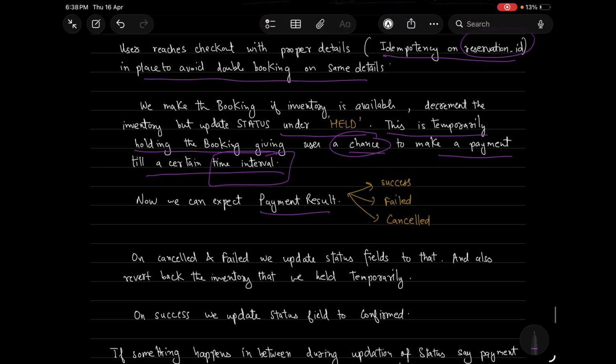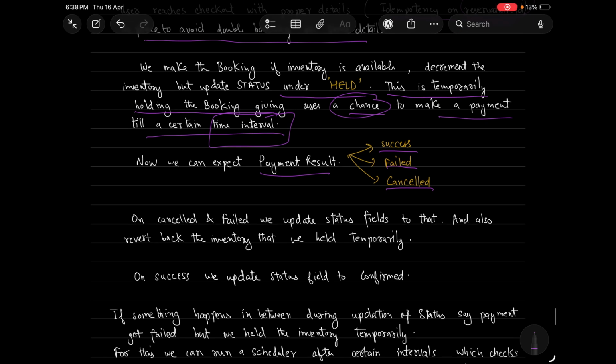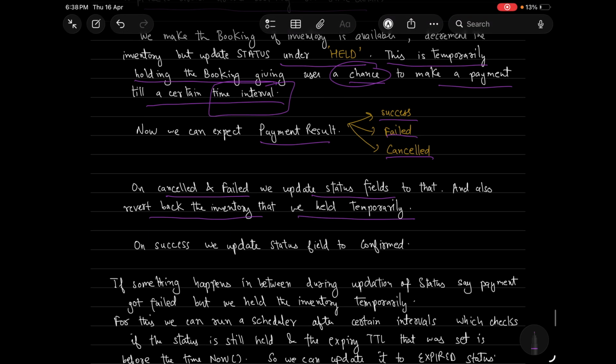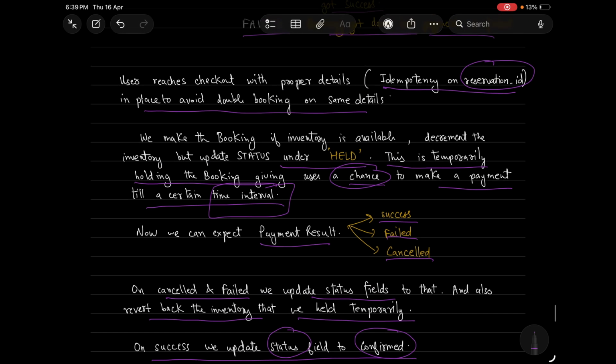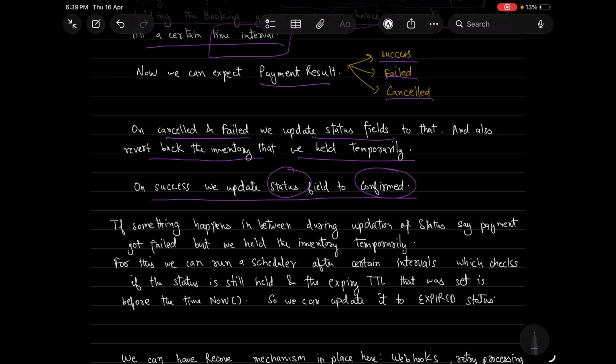Now we can expect the payment result as success, failed or cancelled, and on the basis of that, we update the status field. On cancelled and failed, we update the status field with those specific values and also revert the inventory that we held temporarily. On success, we update the status field to confirmed. The inventory, if it was available during that reservation, we already decremented it, so with payment success, it's all fine. With payment cancelled, failed, expired, and those sorts of statuses, we need to increment back the inventory which we had decremented and held temporarily.